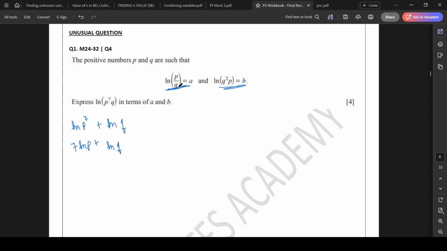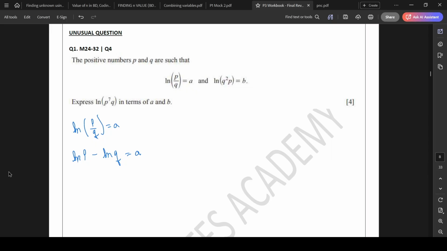I can just convert this into ln p minus ln q is equal to a, and this as 2 ln q plus ln p is equal to b. So I have two similar equations with two unknowns. I can use them to solve for ln p and ln q, and then substitute the respective values in terms of a and b in this equation, and then simplify it to get my answer in terms of a and b. So let's get started. I can write ln of p over q is equal to a as ln of p minus ln of q is equal to a.